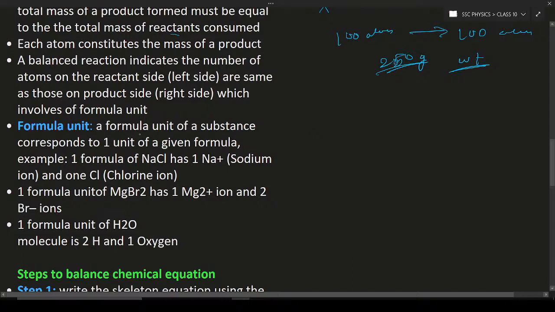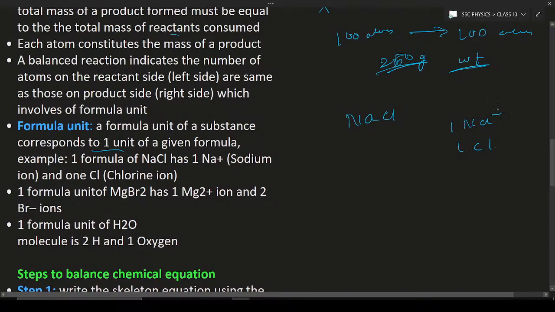So the formula unit of a substance corresponds to 1 unit of a given formula. For example, if you take NaCl, sodium chloride, how many sodiums are there? 1 sodium and 1 chlorine. In sodium chloride, 1 sodium and 1 chlorine is known as the formula unit.